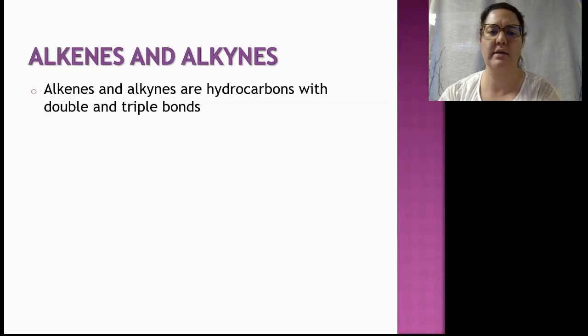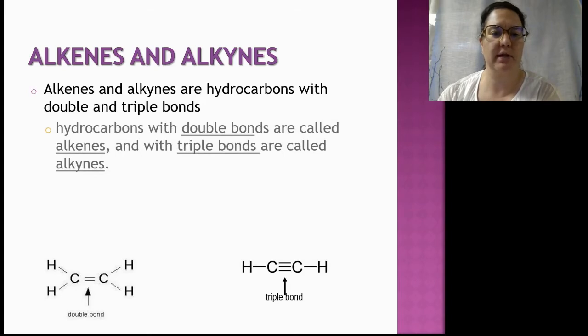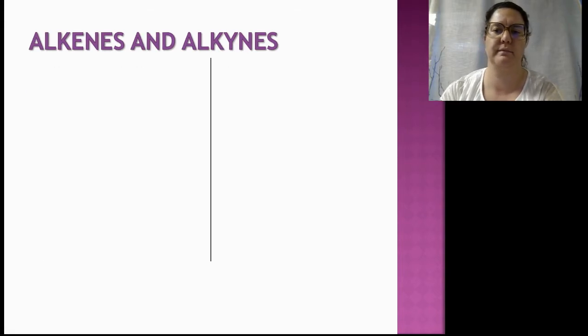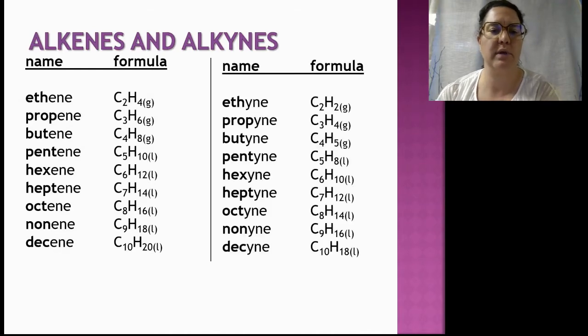So alkenes and alkynes are hydrocarbons with double and triple bonds. Hydrocarbons with double bonds are called alkenes, and hydrocarbons with triple bonds are called alkynes. And again, you'll find that information in your data booklet. These compounds are named in a similar way to alkanes, using prefixes to indicate the number of carbon atoms, but their names end with "-ene" and "-yne." Alkenes would be ethene, propene, butene, and so on. Alkynes would be pentyne, hexyne, heptyne, continuing on to decyne.